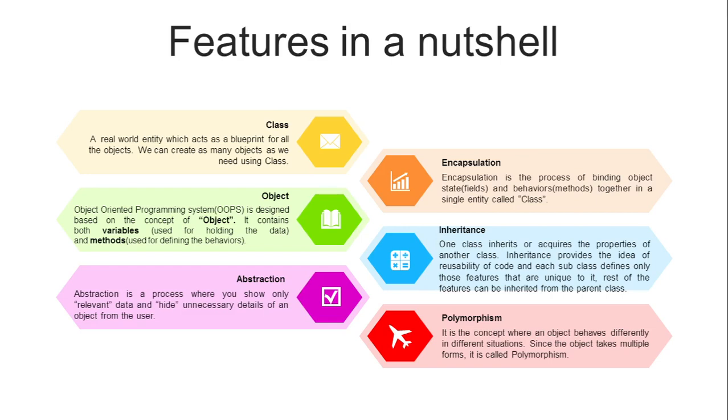Now we'll go to the next point, polymorphism. Polymorphism is a Greek term. In this term, poly means many and morphism means forms.